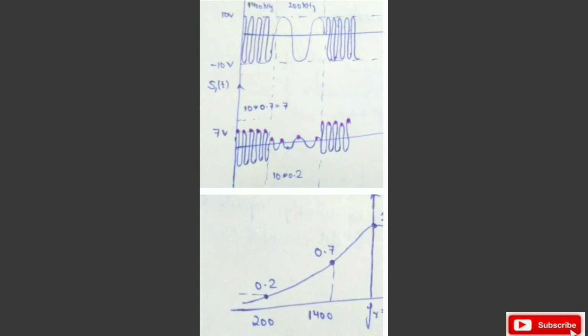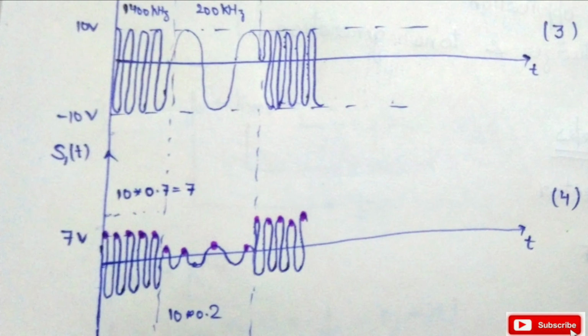So 10 multiplied by 0.7, the resultant amplitude after the frequency selective circuit is 7. And for 200 kilohertz, the gain characteristic amplitude is 0.2. This 0.7 and 0.2 are some assumed values. So when 10 is multiplied by 0.2, the resultant amplitude after the tuned circuit for 200 kilohertz is 2. So in this manner we obtain our signal.